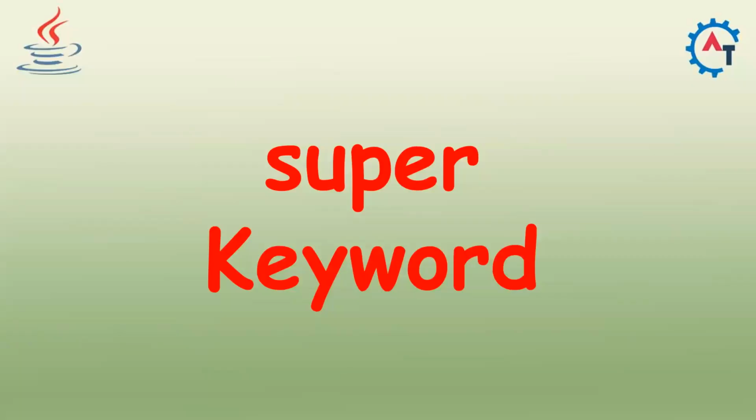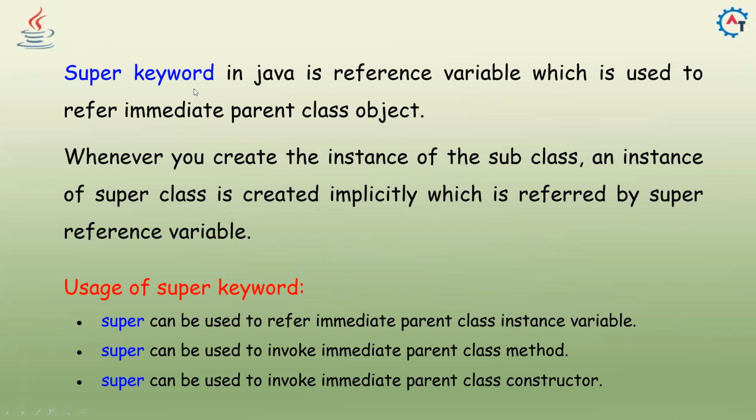Hi, in this video, we will talk about the super keyword in Java. So what is the super keyword? The super keyword in Java is a reference variable which is used to refer to the immediate parent class object. In our previous video, we discussed the this keyword that can hold the current class reference. Here, it's the immediate parent class object.